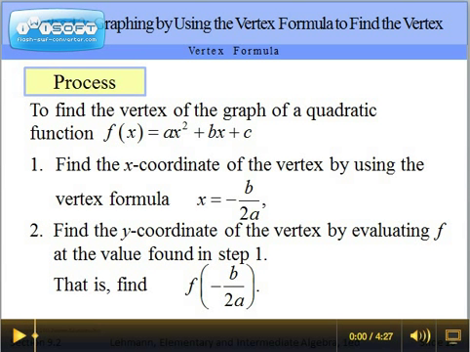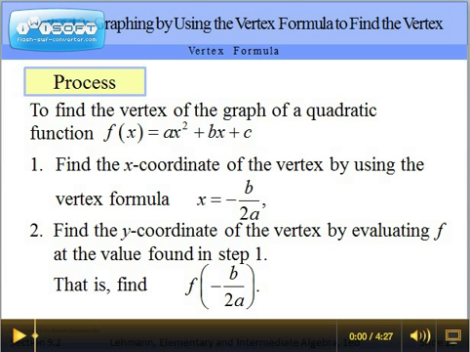So the process to find the vertex of the graph of a quadratic function in standard form using method 2 involves finding the x-coordinate of the vertex by using the vertex formula, which is x equaling negative b over 2a. Then we find the y-coordinate of the vertex by evaluating f at the value found in step 1. That is, we find f of negative b over 2a.